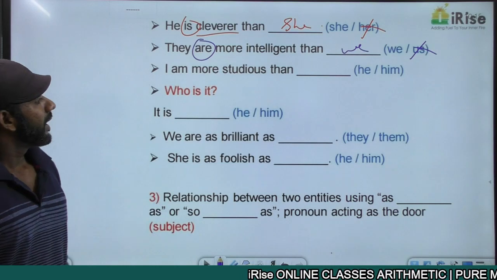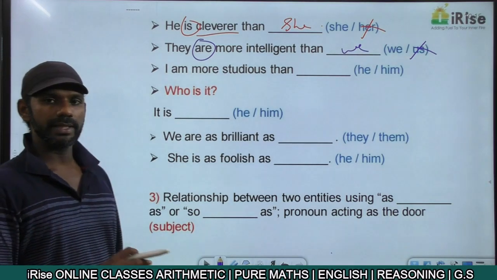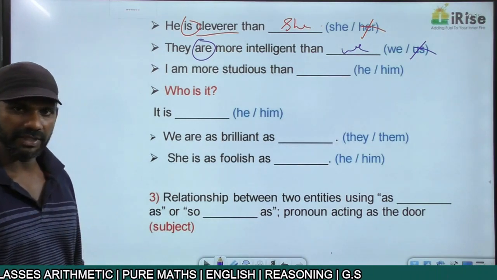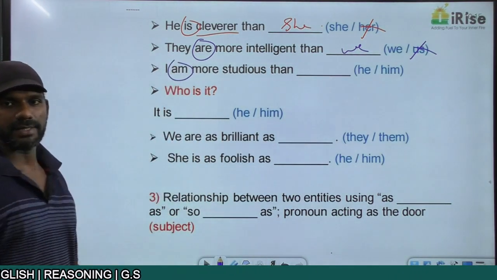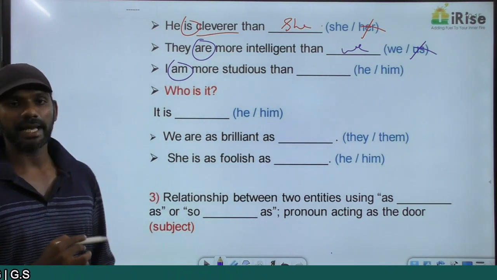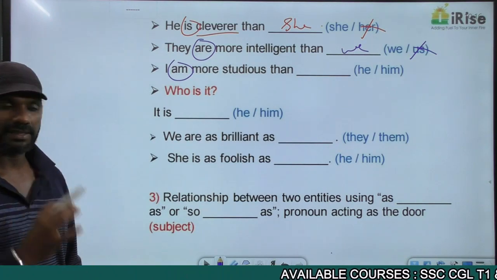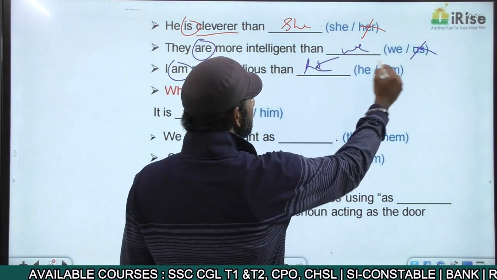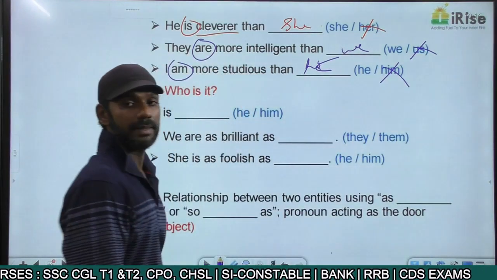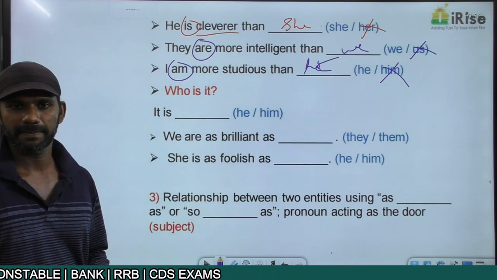Next one. I am more studious than dash. More studious is not a verb, it's a comparative adjective. The verb in this sentence is "am", auxiliary verb. And in this sentence, "am" is a linking verb. There is no main verb here. The pronoun must be in the subjective form. He is subjective. The answer must be he. Him is eliminated because him is objective.